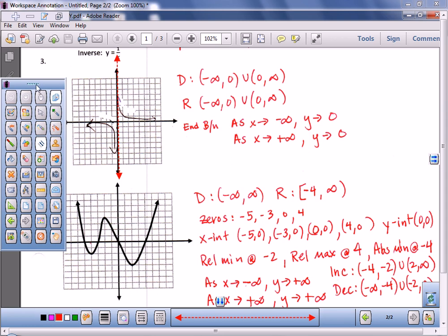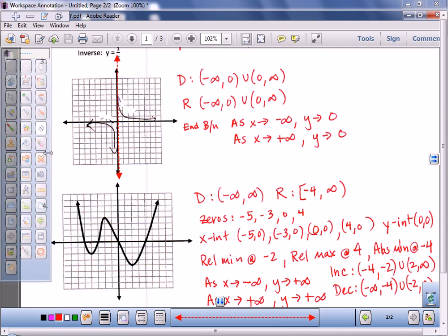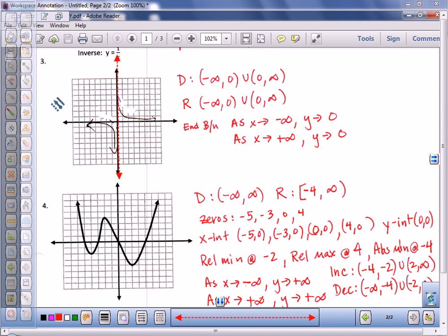Whoop, that's not what I meant to do. Interesting. Have you ever seen that happen before? There we go. There's an asymptote here on the x-axis.